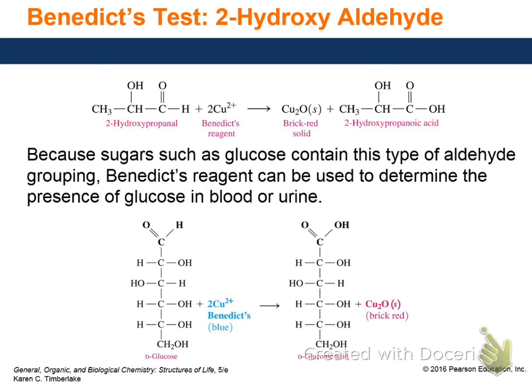So 2-hydroxypropanol, copper 2+ from Benedict's reagent, and this is the brick red copper. So this is the part that gets reduced, and this is the part that gets oxidized over here. So there's a little side note. Sugars like glucose contain this kind of aldehyde functional group. You can detect glucose in urine or any fluid sample using this test.